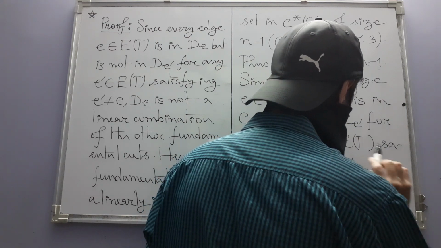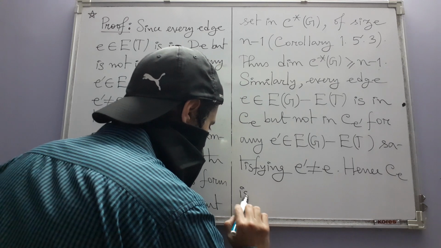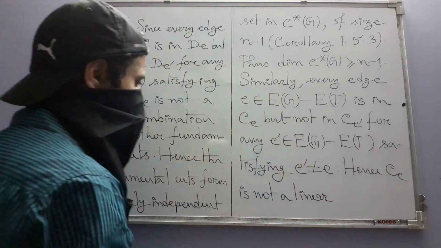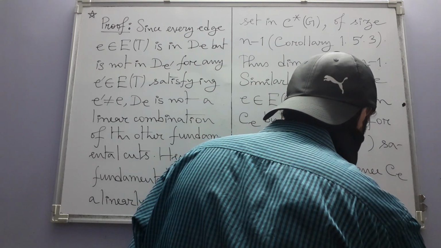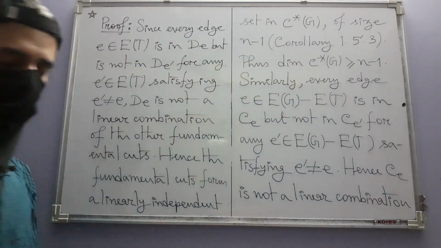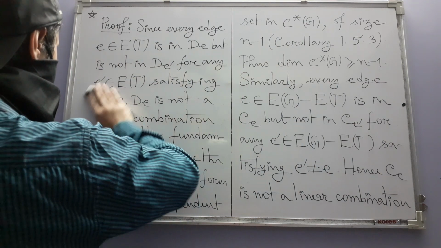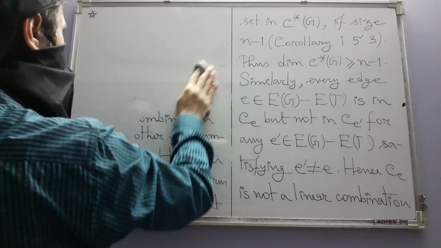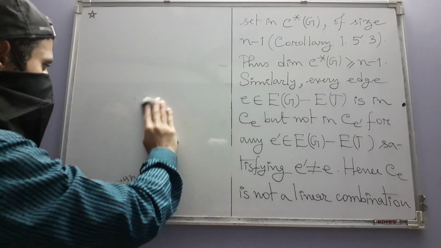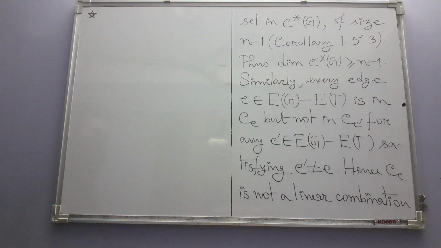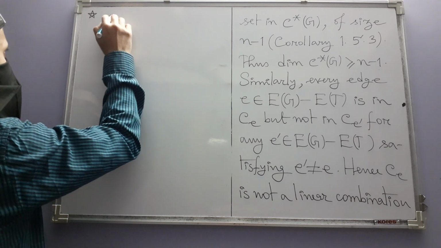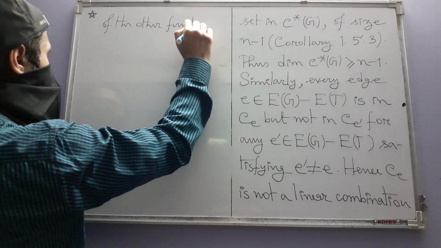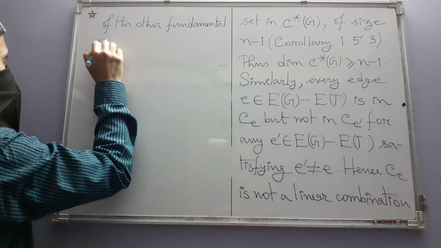Hence CE is not a linear combination, the argument is exactly similar to that one, is not a linear combination of the other fundamental cycles.